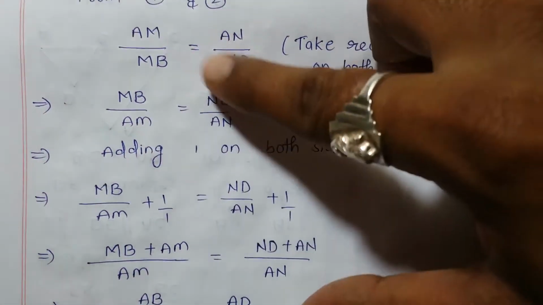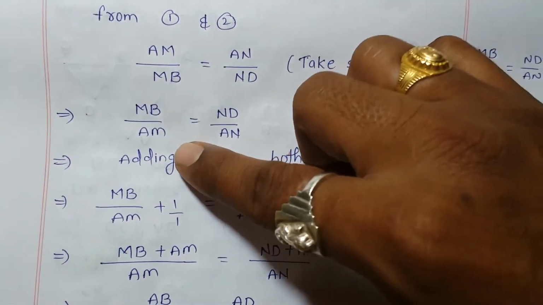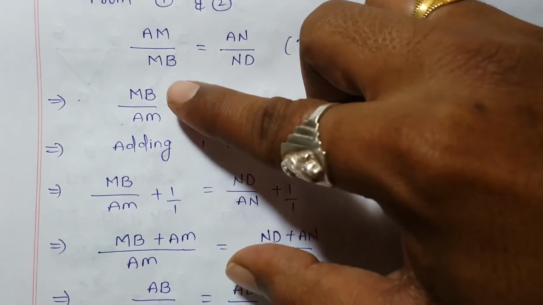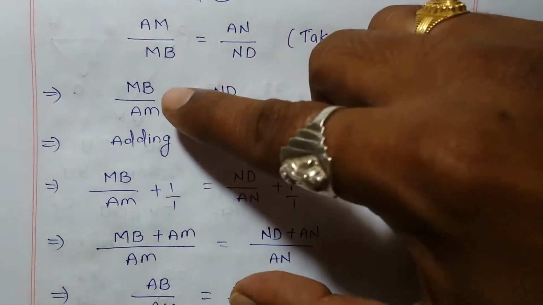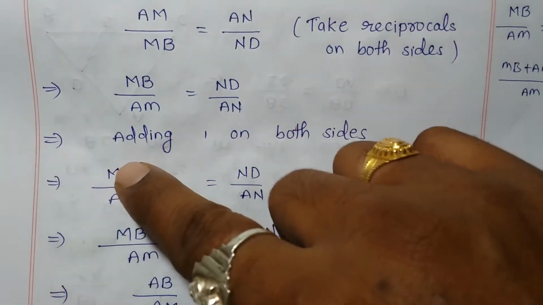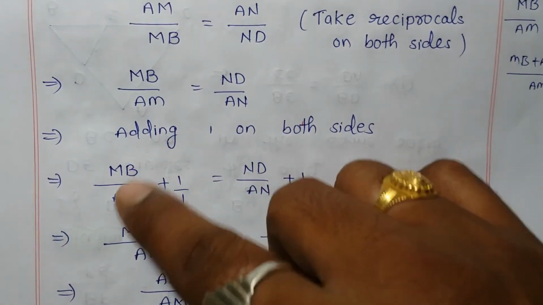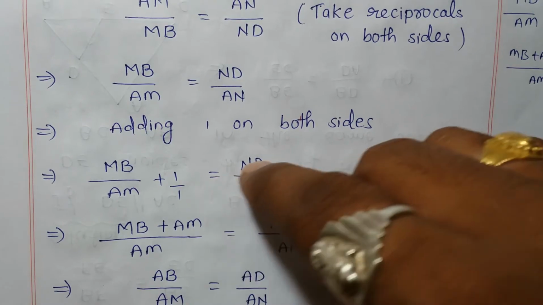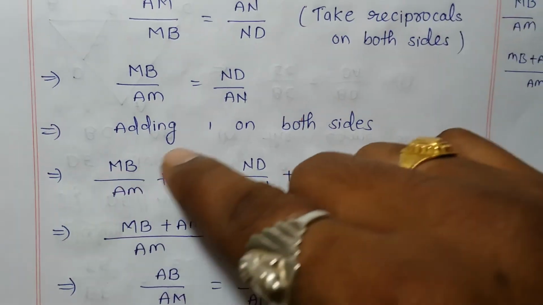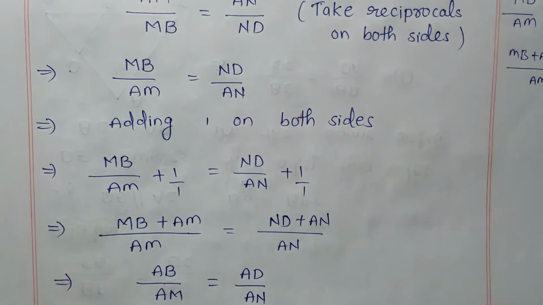So first you take the reciprocals on both sides. So that is MB by AM equal to ND by AN. Interchange numerator as denominator, denominator as numerator. So that is MB by AM equal to ND by AN. In the next step, add 1 on both sides. Adding 1 on both sides. MB by AM plus 1. That is nothing but 1 by 1. We are writing as a fraction. I am writing 1 also as a fraction. So ND by AN plus 1 by 1.